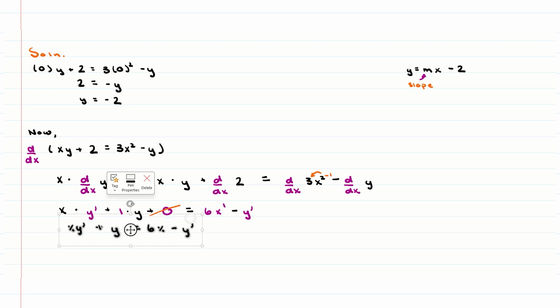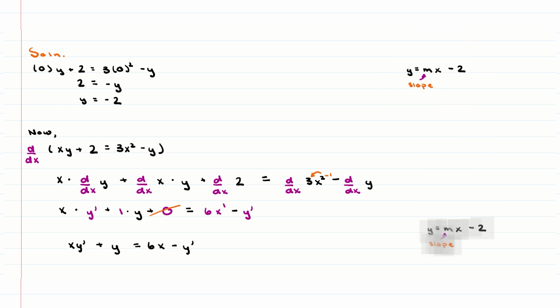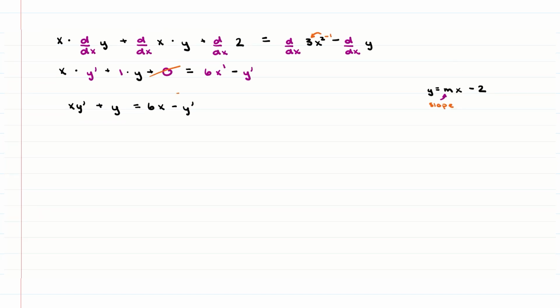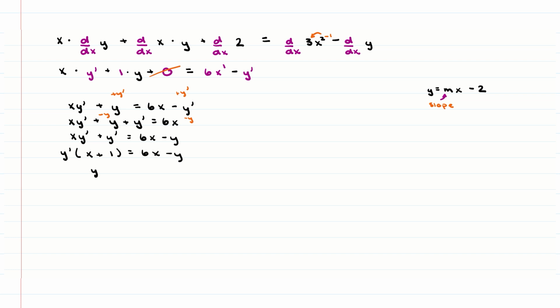So this is the derivative, and the next step towards finding the slope is to get y prime by itself. So the first thing that I'll do is add y prime to both sides. And then I'll subtract y from both sides. And now on the left-hand side of the equal sign, I'm going to factor out y prime. So that'll give us y prime times x plus 1. Then I'll divide both sides by x plus 1 to leave us with y prime equals 6x minus y over x plus 1.